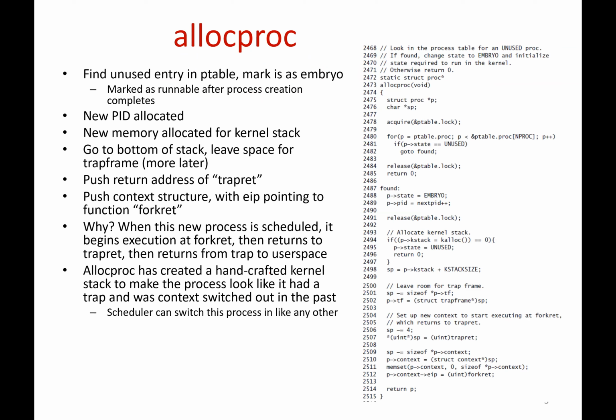Here is the code for allocproc. I will only explain the relevant parts. It will look over the p-table, find an unused entry and mark it for use. It will first mark it as an embryo. Embryo is a state to indicate that the process is being created so that nobody else uses this p-table entry again. You assign a new PID to it. Next PID is a global variable, and whenever a new process is created, it is incremented and assigned.